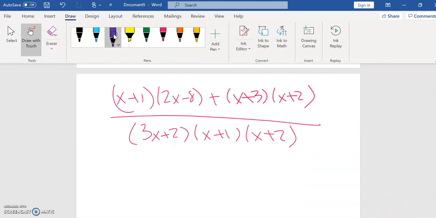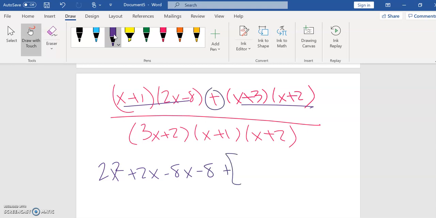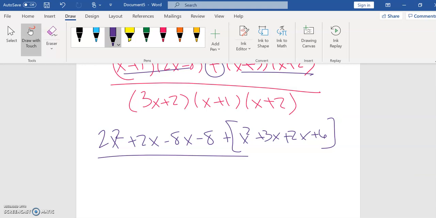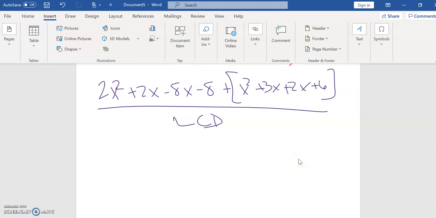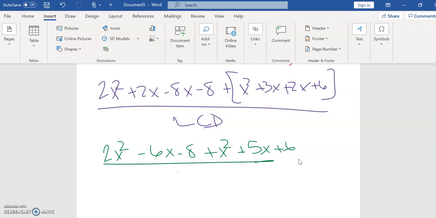Okay, now I have to FOIL both of these. So 2x squared plus 2x minus 8x minus 8. This has to distribute to the entire thing. I'm going to put it in parentheses. We don't actually need it, but the reason I'm making kind of a fuss about this is if this was a negative, that negative would get distributed to the entire second term. So you do need to consider that. So I usually always put in brackets and I'm like, okay, got a plus, all is good, I can ignore it. So 2x squared minus 6x minus 8 plus x squared plus 5x plus 6 all over LCD.